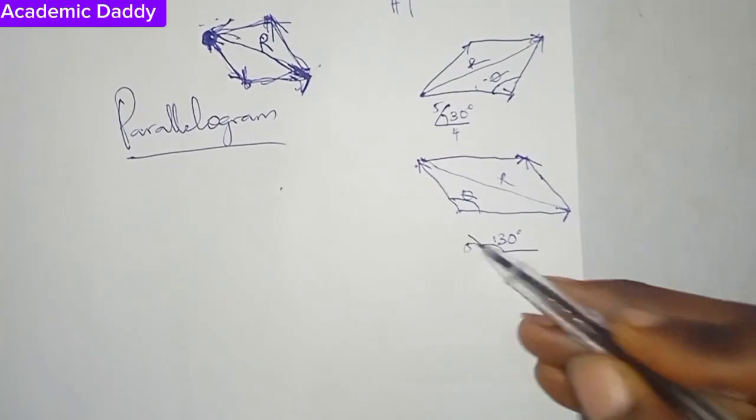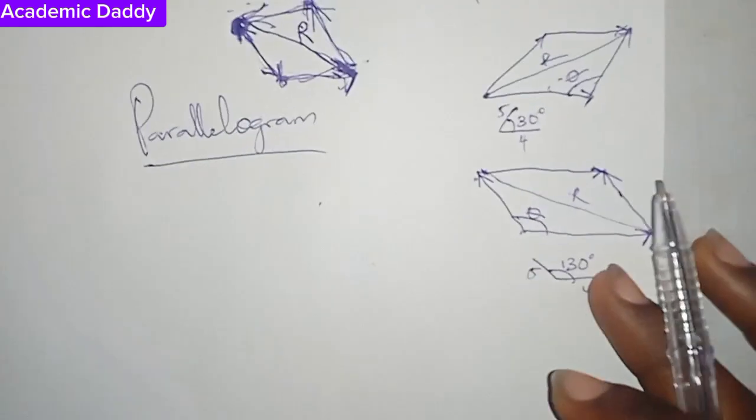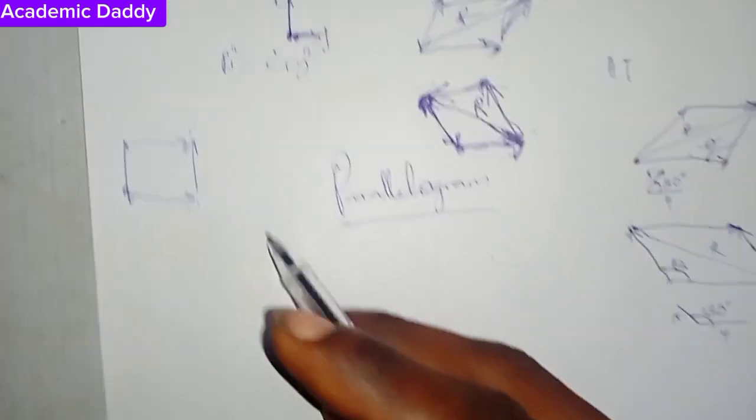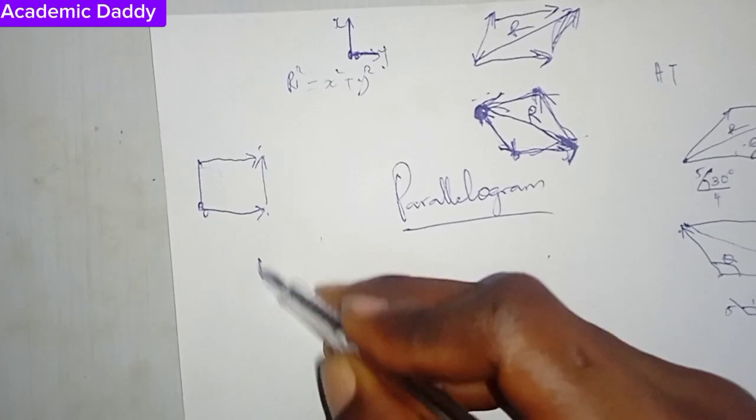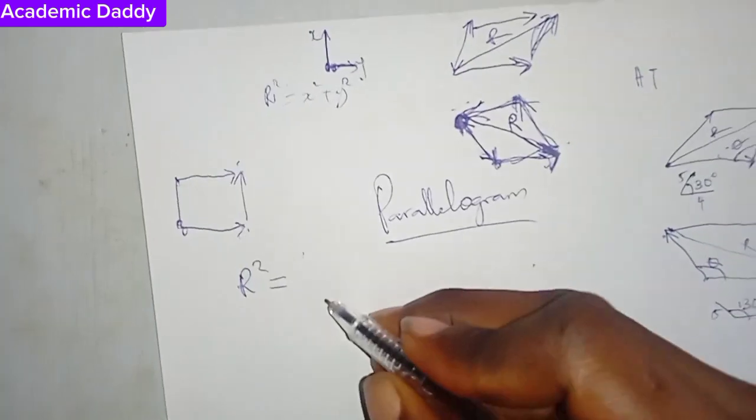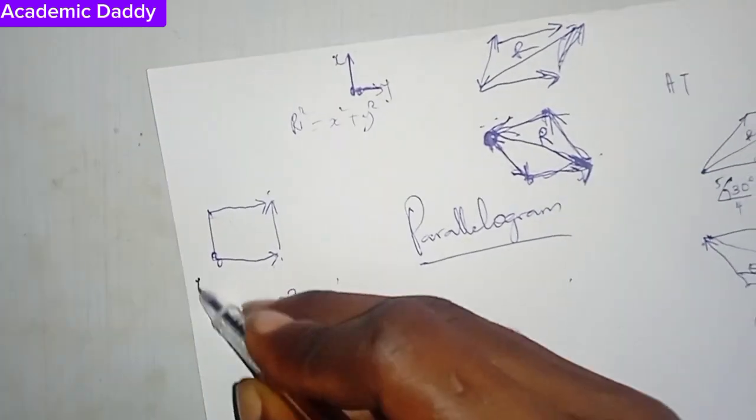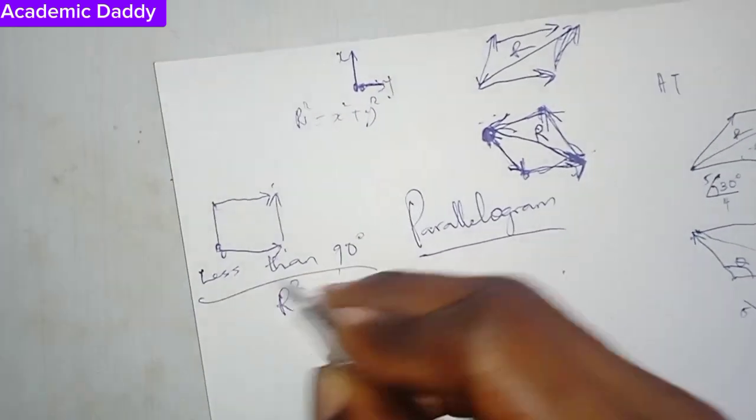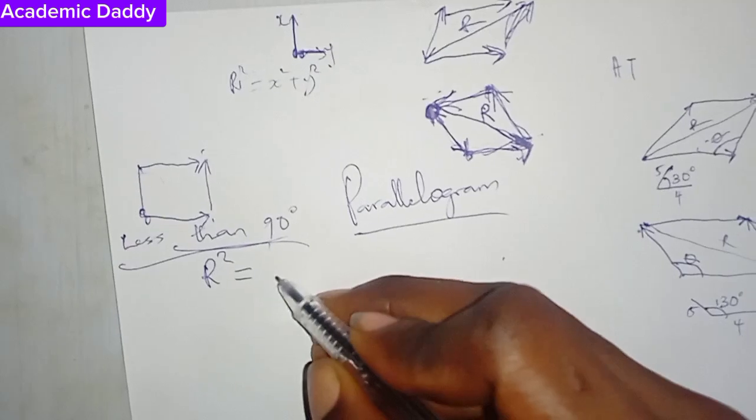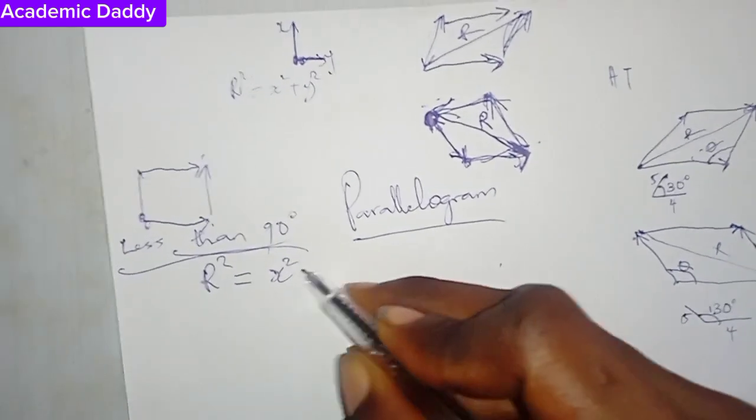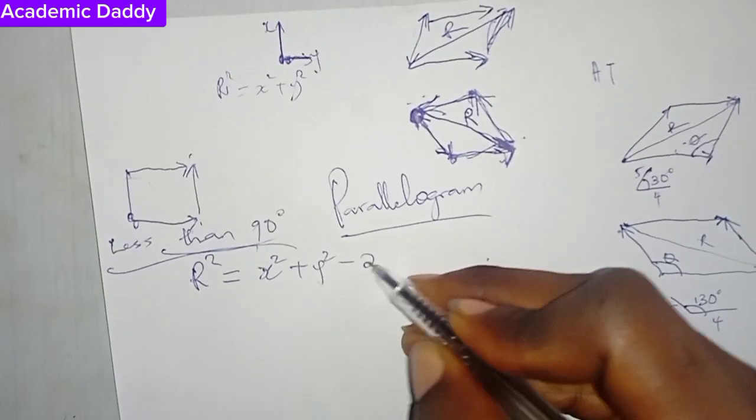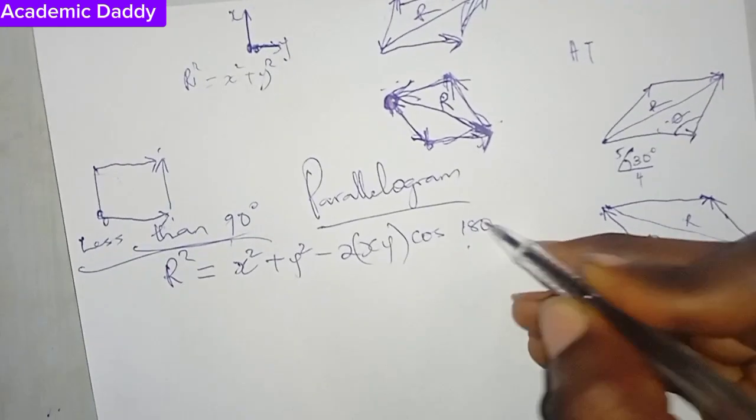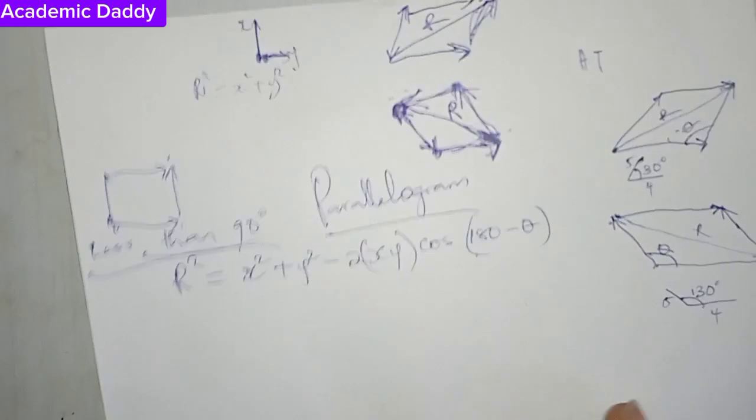Then they tell me this is vector 5, this is vector 4. The minute I'm given any question, if I see that the angle is less than 90, to find my resultant, I'll simply do R squared equals, when the angle given is less than 90, to find your resultant, simply do R squared equals X squared plus Y squared minus 2XY cos (180 minus theta). This is how you do it.